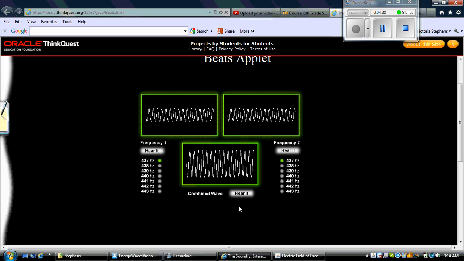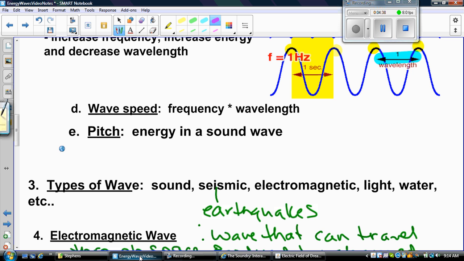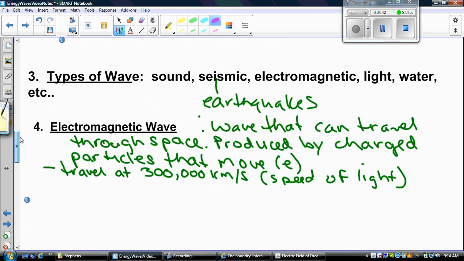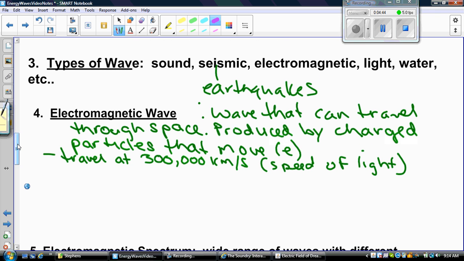The pitch gets lower because it has less energy in a sound wave. Okay, so those are the properties of waves, and then we're going to talk about different types of waves. We just saw a sound wave and how it relates to energy and pitch. There's also seismic waves. Those are the waves that are produced from earthquakes that will carry the energy from earthquakes.